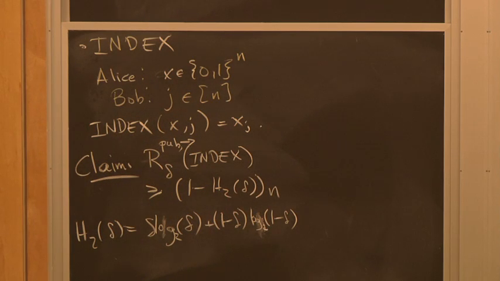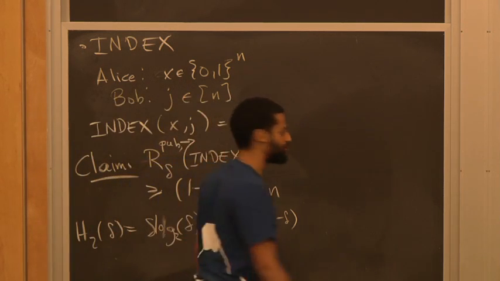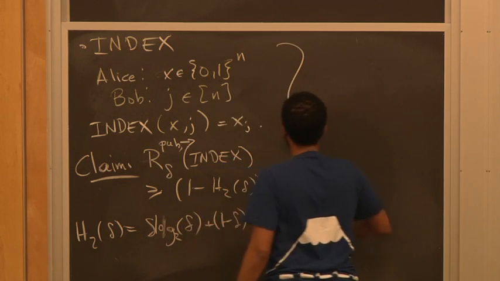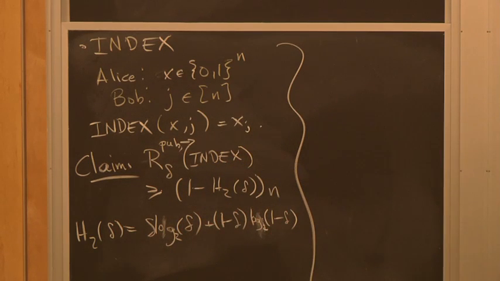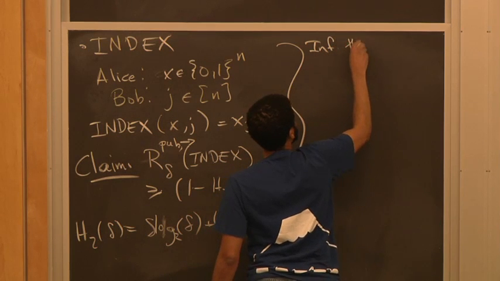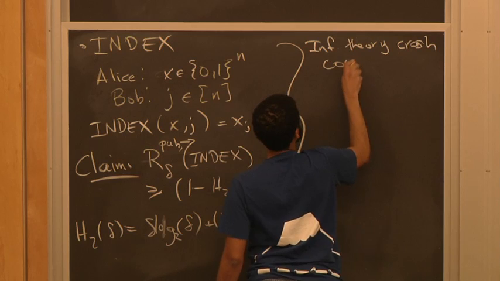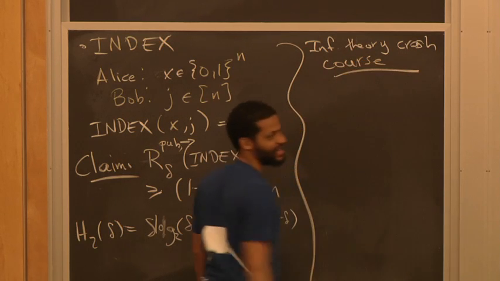Okay, so it's a lower bound you might not be surprised by. Makes sense, right? It basically says Alice can't do any better than sending her whole string. Okay, so we're going to prove this lower bound. But before I prove it, I'm going to have to give a little information theory crash course. I'm not going to prove much. I'm just going to define things and then state things.